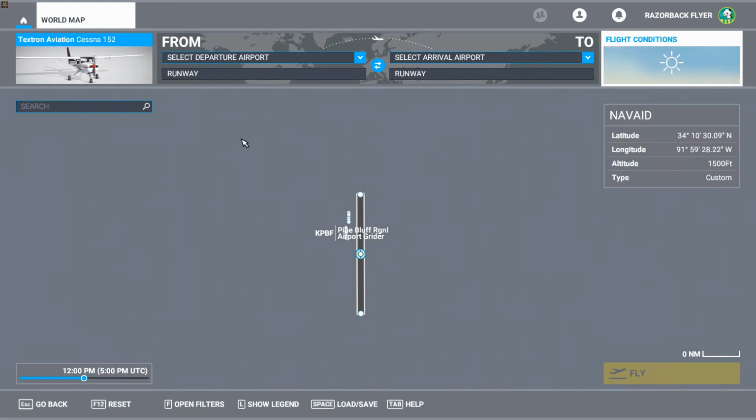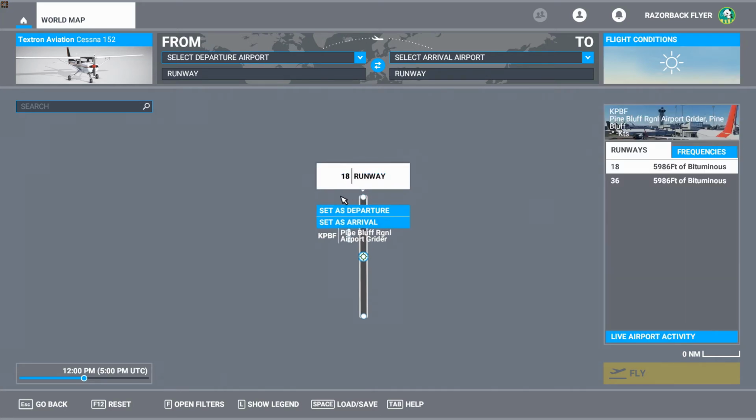As far as getting up in the air and getting into position for doing the maneuver, you've got a couple options on that this time. First, you can set yourself up for a departure off of runway 18 at Pine Bluff and just practice your normal takeoff and climb and level off. And then once you're level and stabilized at 3,500 feet, we can go into the maneuver.